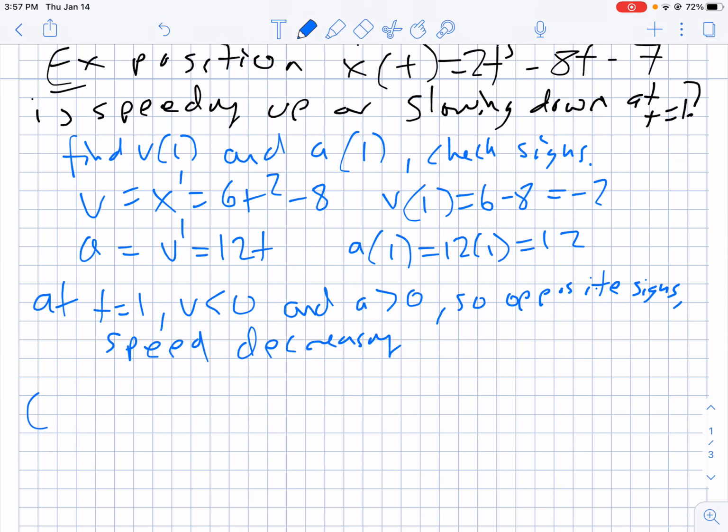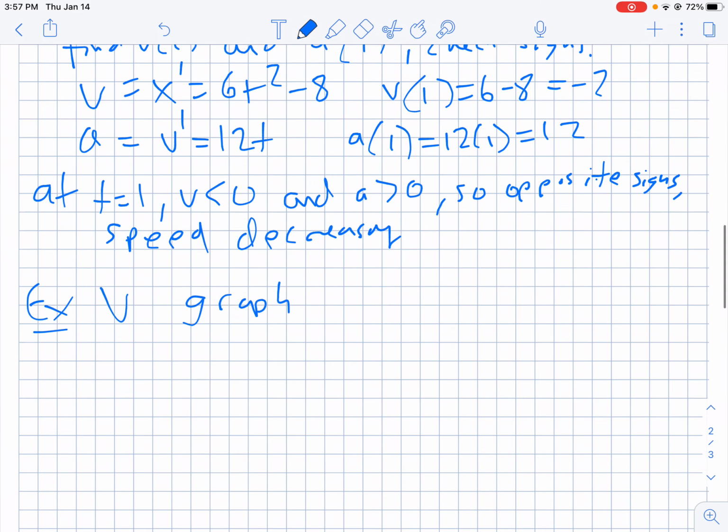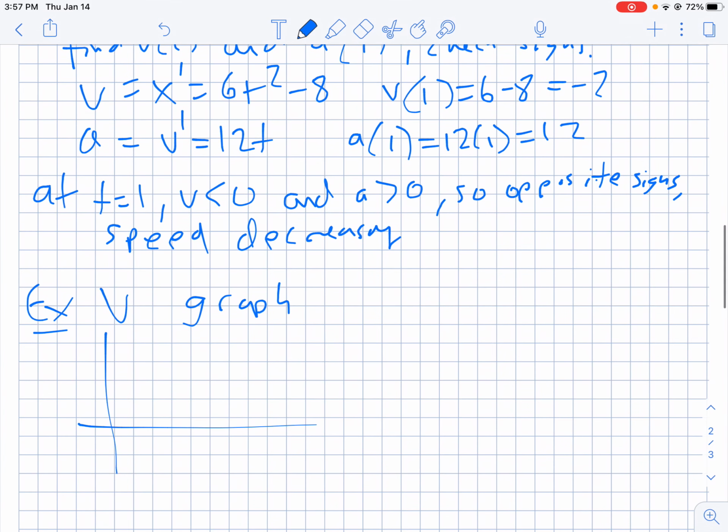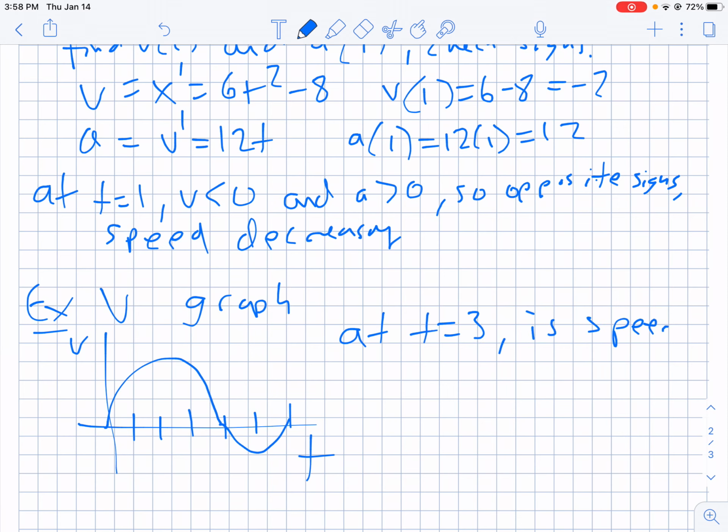Another example is if you have, for example, a velocity graph. So I give you a graph of the velocity over time, and we'll certainly see a fair amount of these problems, where it looks like this: 1, 2, 3, 4, 5, 6. Okay, and the graph looks like that, and then it does a little shoop whoop like that. And I might ask, okay, at t equals 3, is the speed increasing or decreasing?